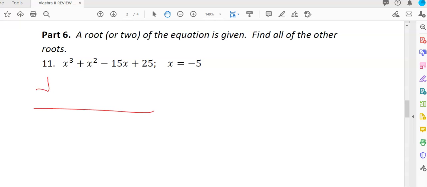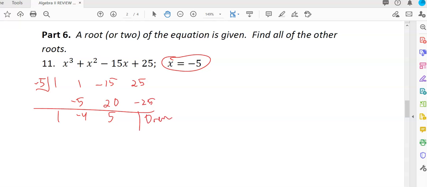They give me the solution, not the factor, so I'm just going to put the negative 5 in the box. I don't have to take its opposite. 1, 1, negative 15, and 25. So they basically told me this is a solution, so I should get a remainder 0. If I don't, I'll check my work because I should. Negative 5, negative 4. This is positive 20, positive 5, negative 25, and 0.